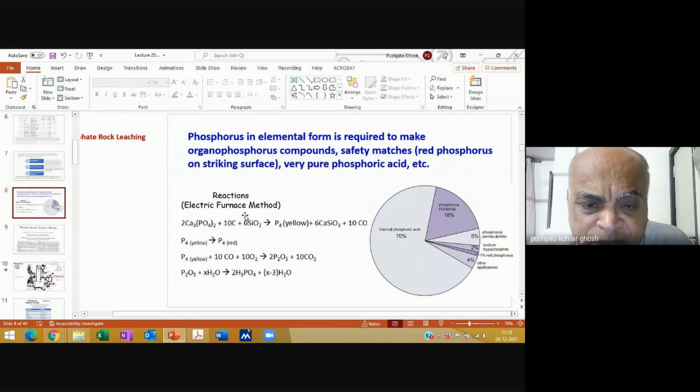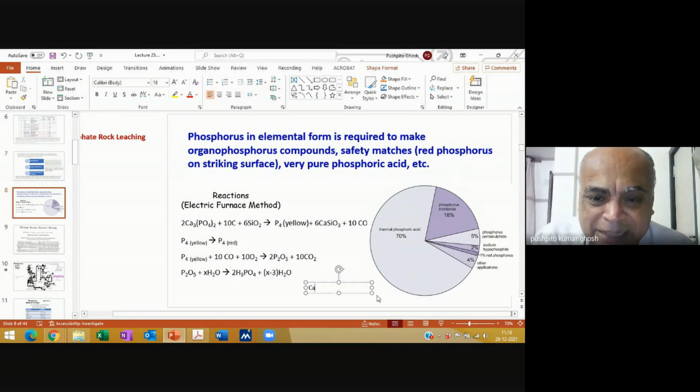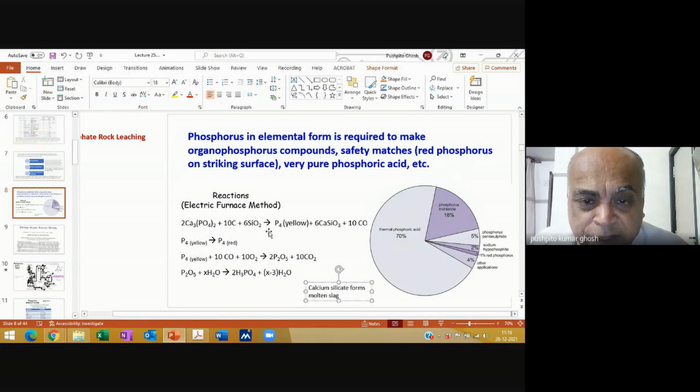Can anyone tell me why silica is added? It's a stoichiometric amount. Will form slag. Yes, got it. Calcium silicate forms molten slag. And so your furnace is just getting emptied out. You're putting it in, it's reacting. The phosphorus is volatilizing. The boiling point of phosphorus is around 280 degrees C.